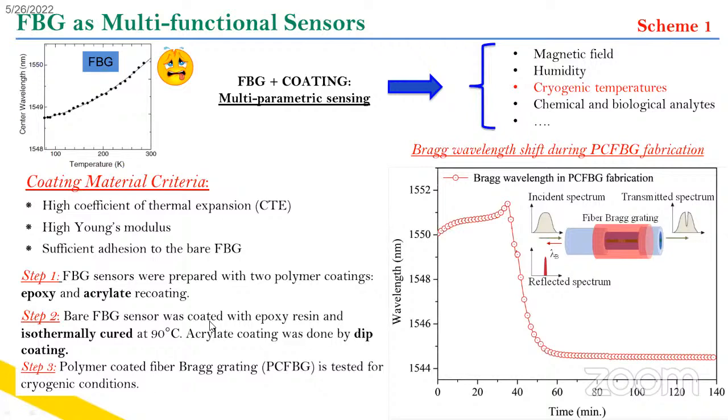Okay. So FBG, as I mentioned earlier, is used for monitoring the temperature. At room temperature, it can monitor well. It is linear. The reflected wavelength changes according to the temperature.